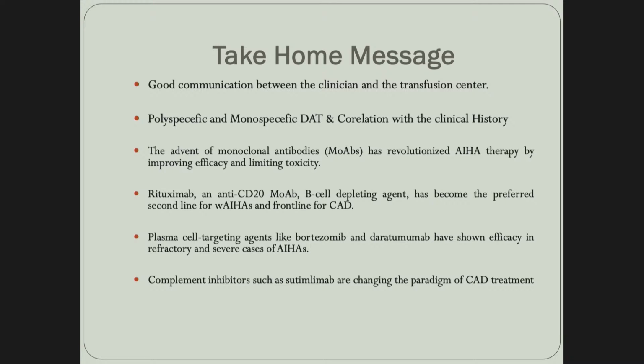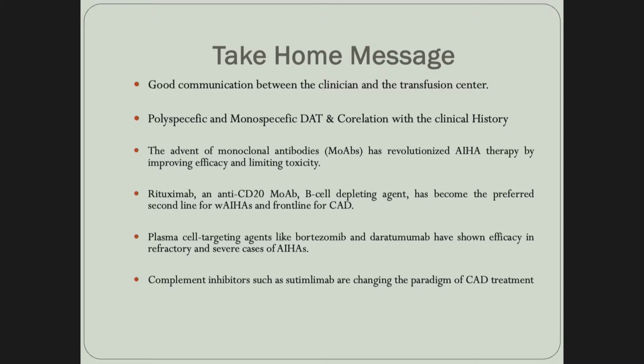The advent of monoclonal antibodies has revolutionized autoimmune hemolytic therapy. Rituximab is one of the wonderful drugs, giving a response rate of around 70 to 80%. Further, the addition of plasma cell targeting agents, bortezomib and daratumumab, has shown efficacy in refractory and severe cases of autoimmune hemolytic anemias and in transplantation cases.